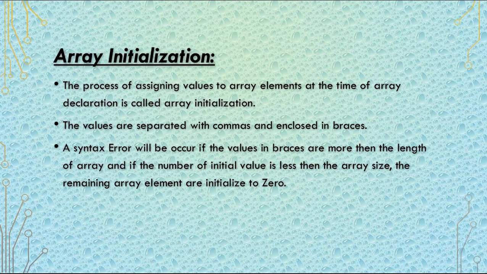So how is the array initialized in C++ programming? The process of assigning values to array elements at the time of array declaration is called array initialization. The values are separated with commas and enclosed in braces. A syntax error will occur if the number of values in braces is more than the length of the array, and if the number of initial values is less than the array size, the remaining elements will be initialized to 0.